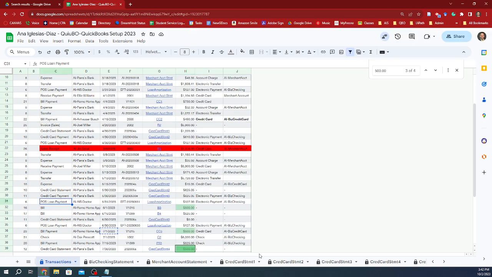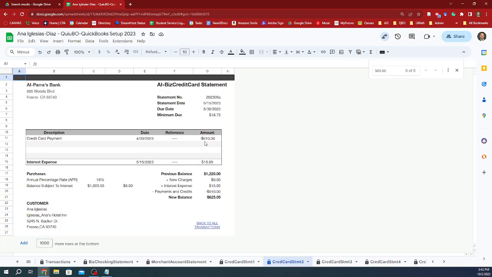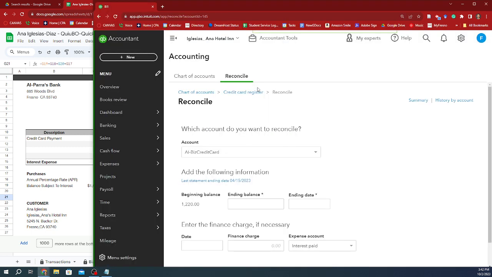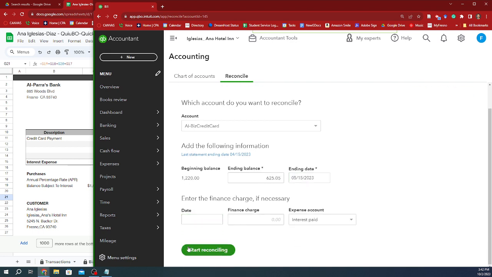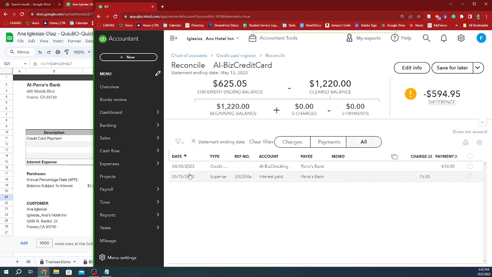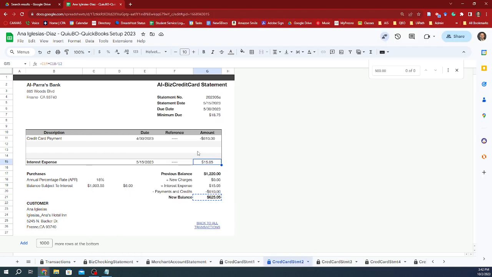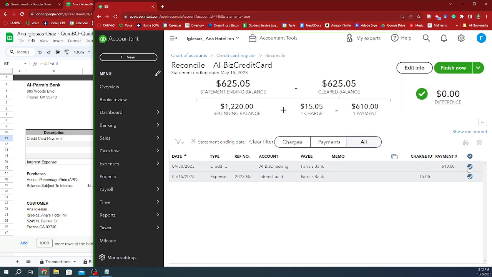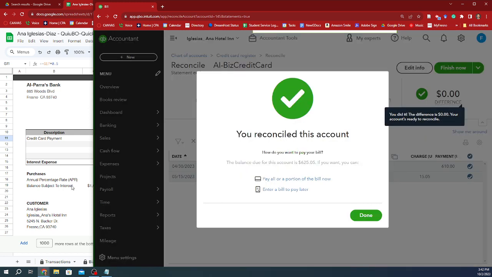So for my second statement, hopefully this will be okay. It's on 5/15/2023. So then the ending balance is this on 05/15/2023. We are gonna have some interest expense of $15 on 5/15. Yes. And then a charge of $610. Yes. So I'm reconciled, right?